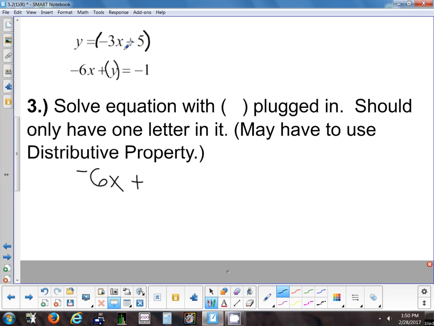Now I get to the point where I need to start changing. All I want to do is match up my parentheses. I don't want that y there anymore because I can only have x's now. That's why I'm substituting. Does anybody think they might know what I'm going to write after that plus sign? Liam? Negative 3x plus 5. I'm going to write it in parentheses. It's just a good habit to be in.